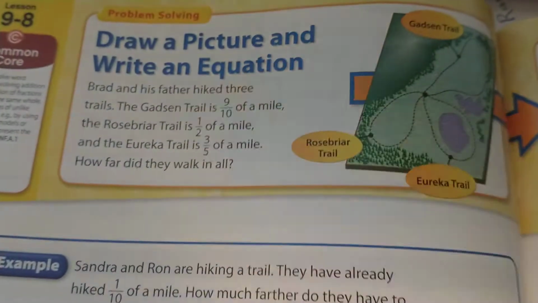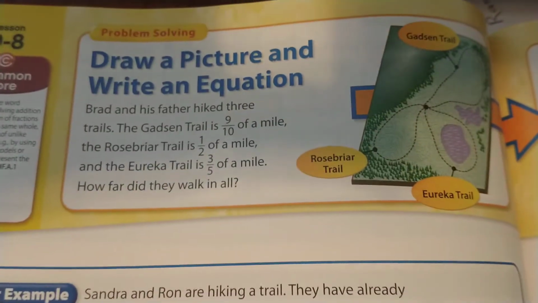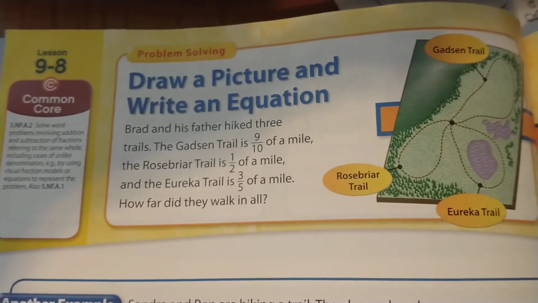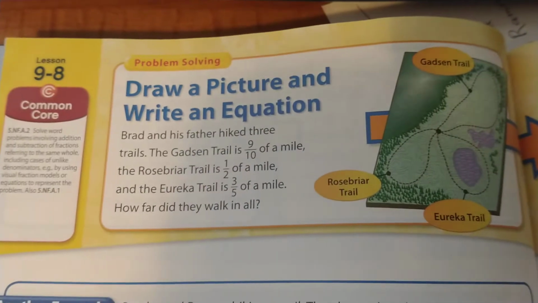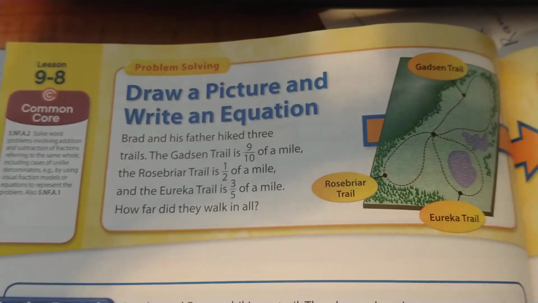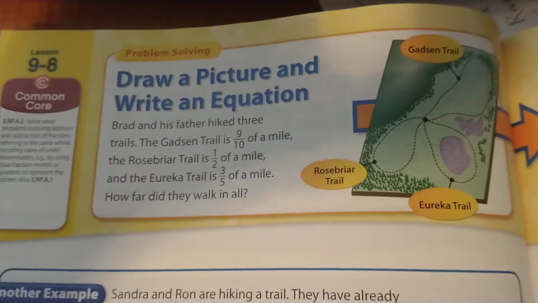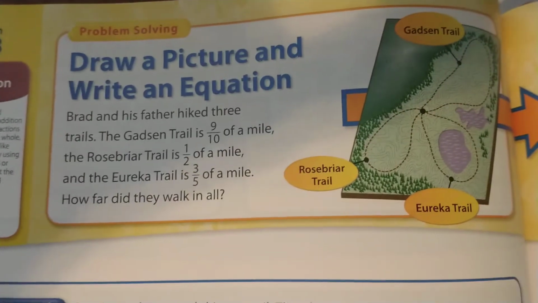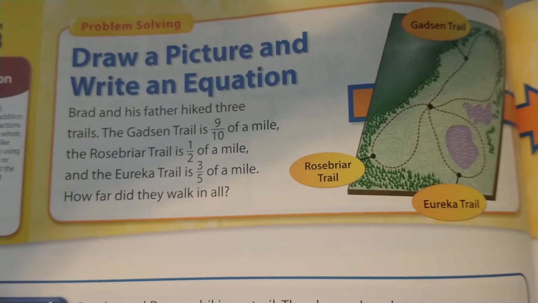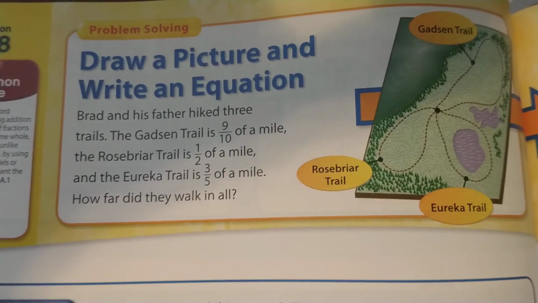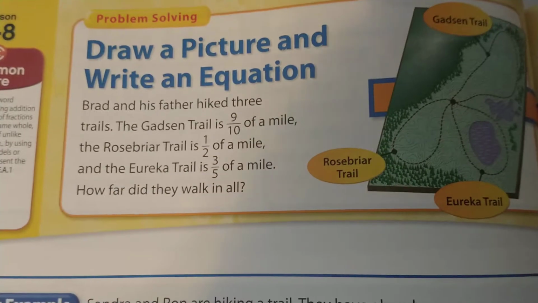All right. So draw a picture and write an equation. It's quite simple. Some of you are gonna feel like this is a waste of time, to be quite honest, because you'll just know what to do right away. Some of you who struggle figuring out what the heck is going on with these weird word problems might find this useful. So Brad and his father hiked 3 trails. The Gadsden Trail is 9/10 of a mile, the Rosebriar Trail is half of a mile, and the Eureka Trail is 3/5 of a mile. How far did they walk in all?